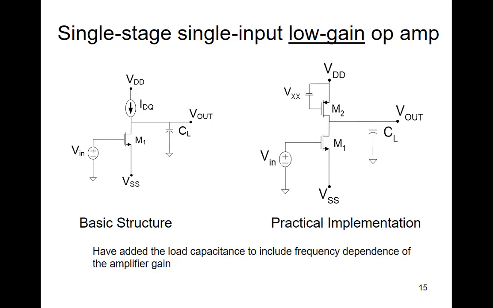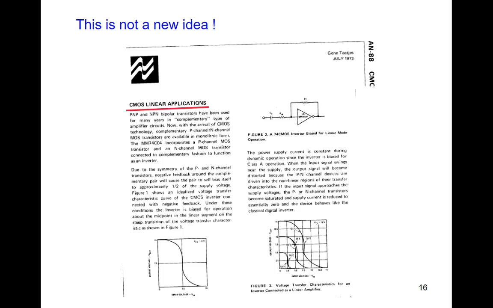Is this a new concept? Thinking of this common source amplifier as an op amp. This is not a new idea. I made a reference to this earlier. This is an application note that came out in 1973 from National Semiconductor. And here they were proposing using the CMOS inverter, the logical inverter, as an operational amplifier. So we just analyzed the circuit that they've been looking at.